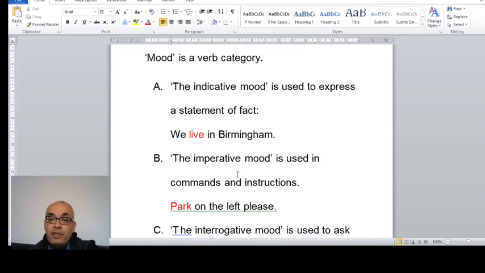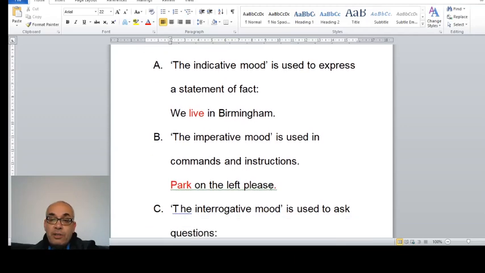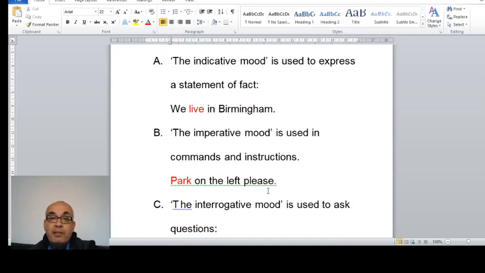Imperative mood is used in commands and instructions. Park on the left, please. So I'm giving you an order. Park on the left, please. So this is imperative. Imperative means I am giving you an order.